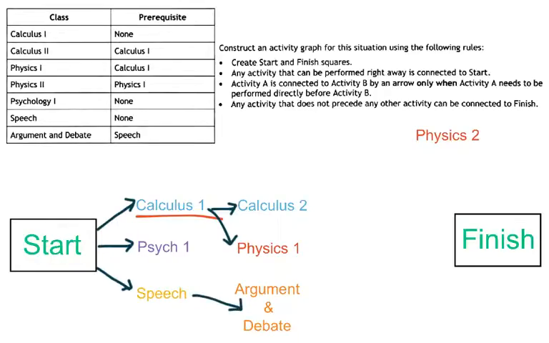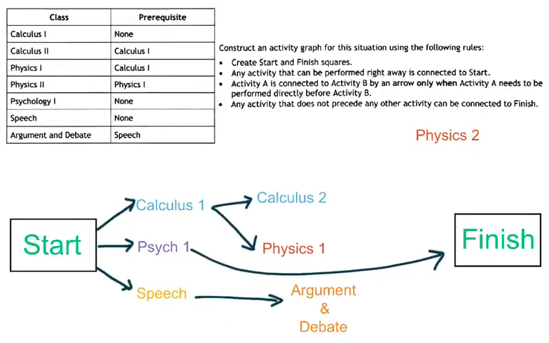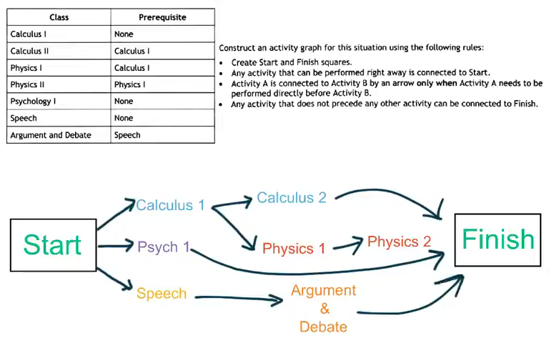But Psychology 1, there's no prerequisite for that, and there's no class that we have to take after that, so we can just take that one all the way to the finish. And then we have one more class that we have to take, this Physics 2. Now this Physics 2 has a Physics 1 prerequisite. So the Physics 1 has got to go up to the Physics 2. And then Calculus and then Argument and Debate, they all go to finish.